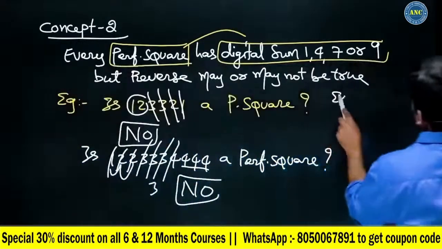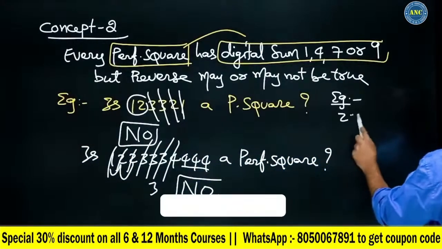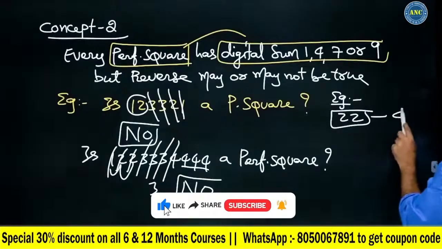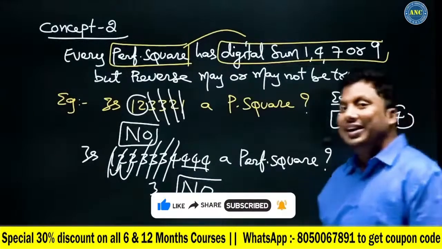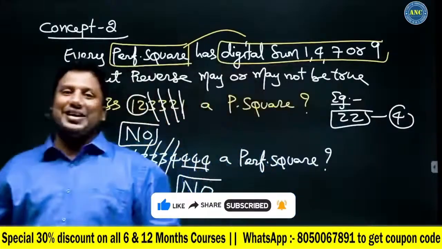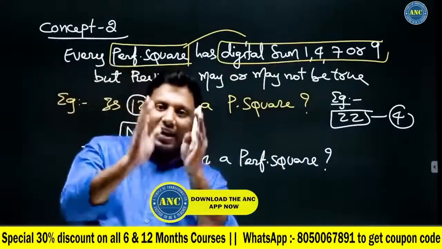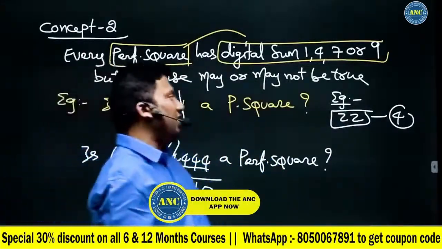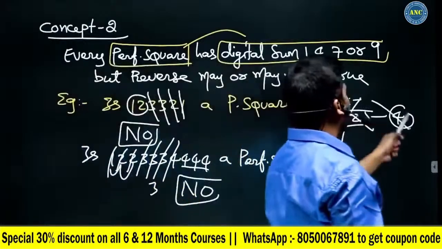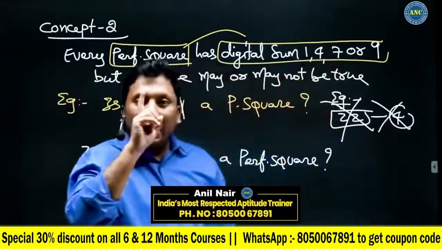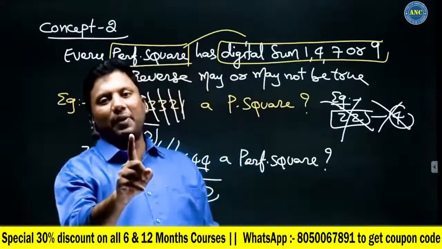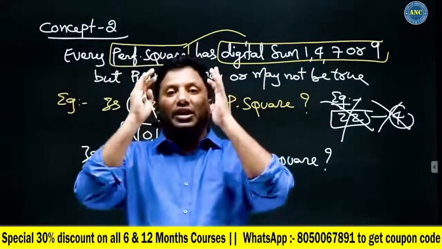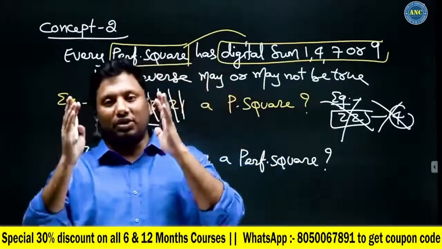For example, take 22. What is the digital sum of 22? 4. But 22 is ending with 2, and a perfect square never ends with 2, 3, 7 or 8. If a number is a perfect square, its digital sum is always 1, 4, 7 or 9.